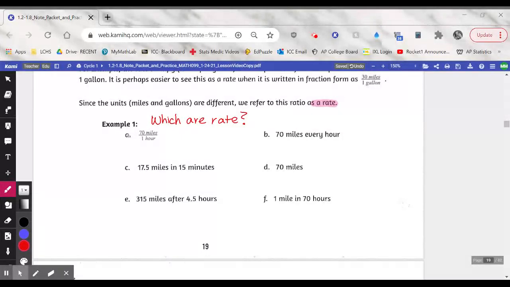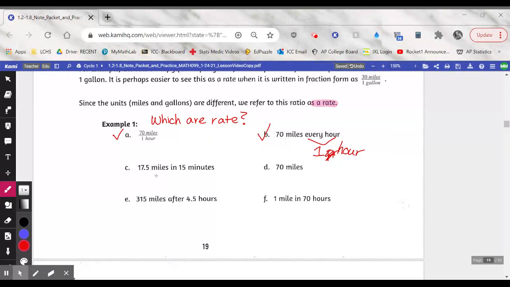So when we look at this first one for A, we have 70 miles for every 1 hour. So we have two numbers being compared. This one is miles, this one is hours. So yes, this one works. For B, it says 70 miles every hour. And that really just means, when it says every hour, that just means for 1 hour. So that one would be a rate as well.